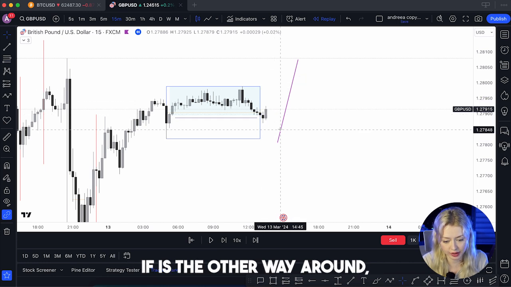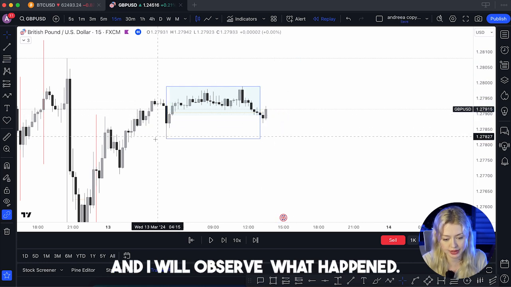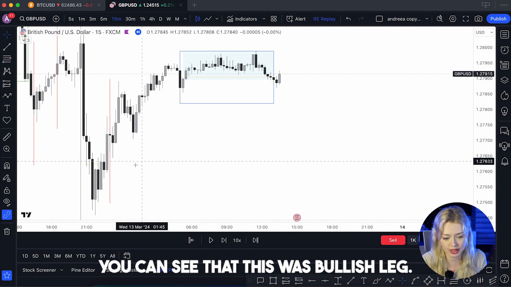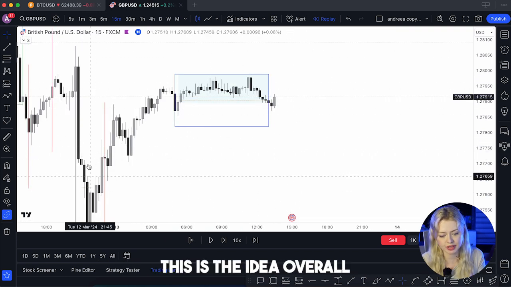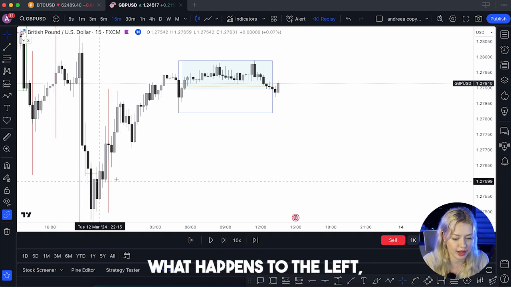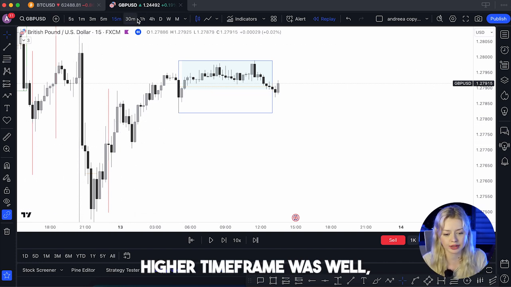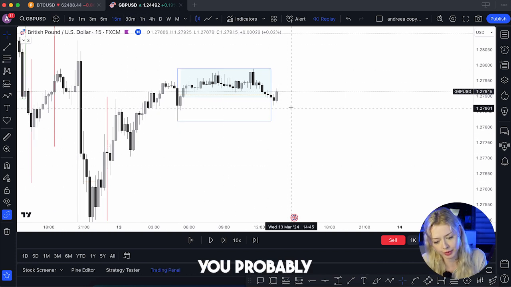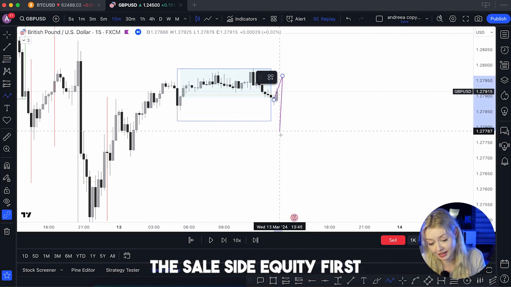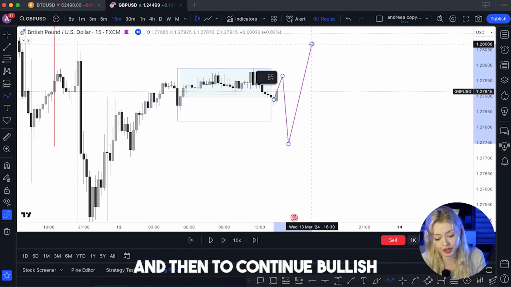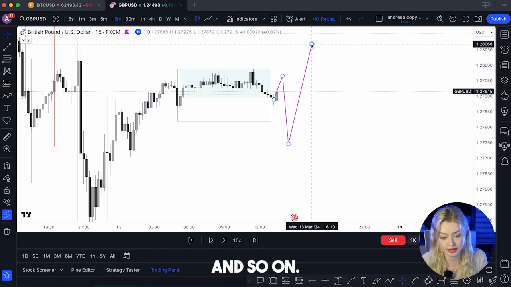Or if it's the other way around, I will wait for it again and I will observe what happened. But most of the times you can see that this was a bullish leg, so most probably it will continue bullish. This is the idea overall. When you check actually what happened to the left, maybe going on a higher time frame as well, you probably realize the fact that a better setup would be for the price to grab the sell side liquidity first and then to continue bullish in order for a higher risk reward and so on.